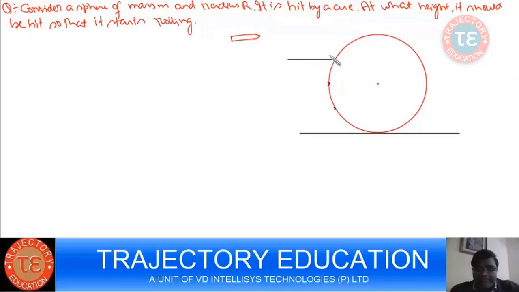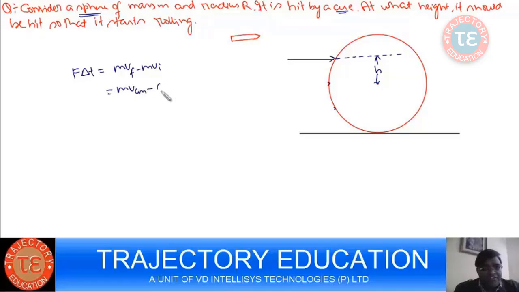We have to find that height. Suppose we hit at height h. The moment when we hit it, the cue is in contact with the sphere for a fraction of a second. In that fraction, it exerts a high impulsive force, which creates a change in momentum, mvf minus mvi. So suppose VCM created is mvcm and the initial velocity is 0. This is the impulse, F delta t, where delta t is the time interval for which the cue is in contact.